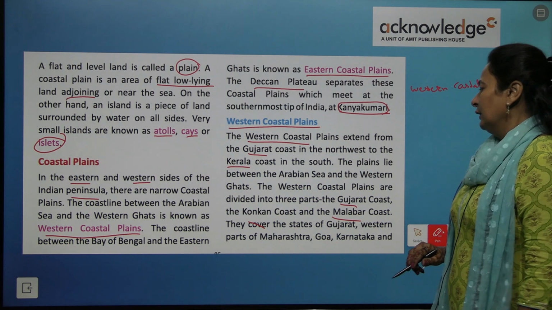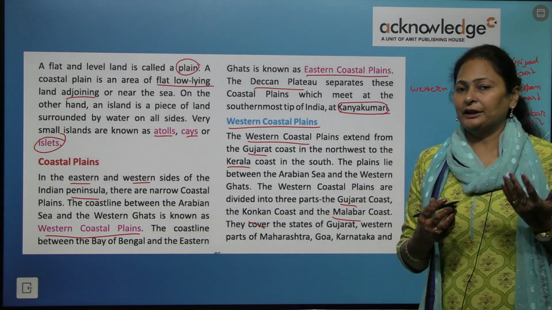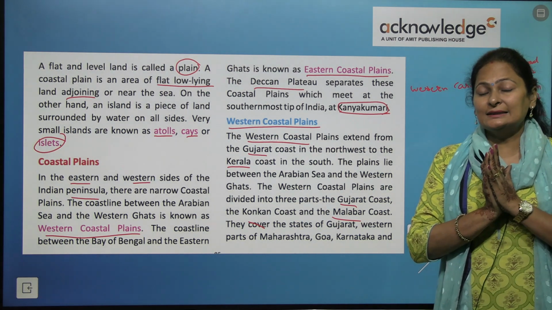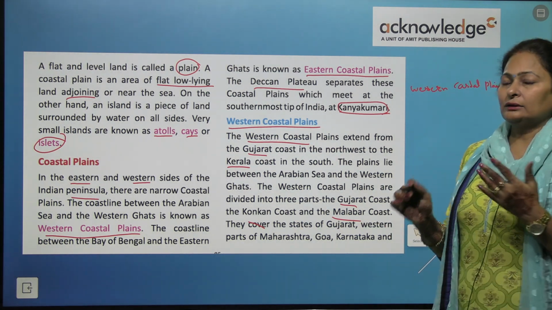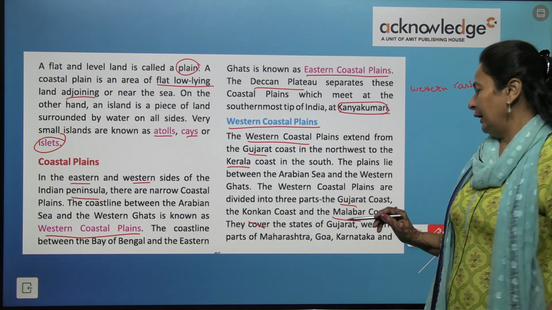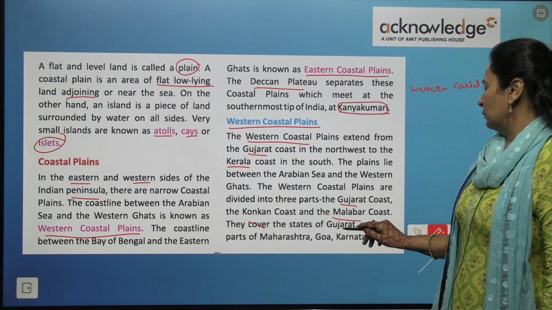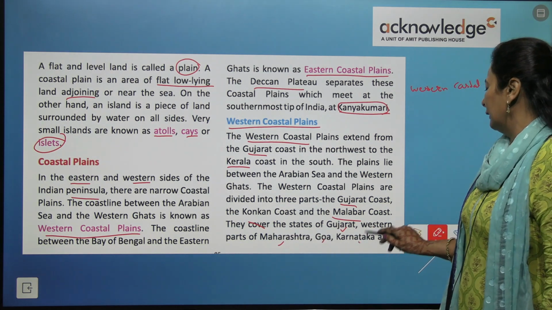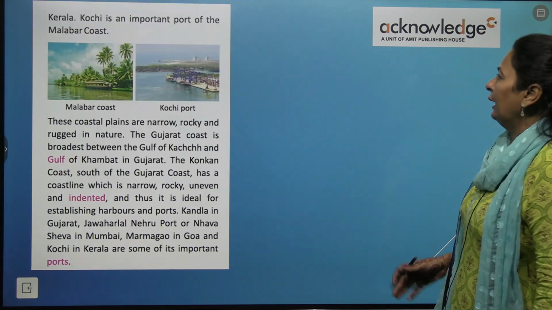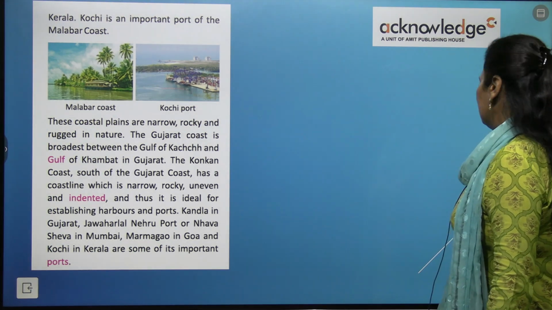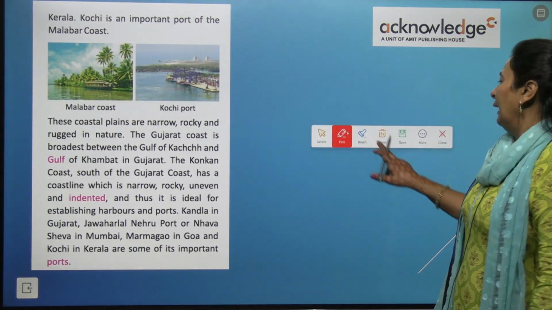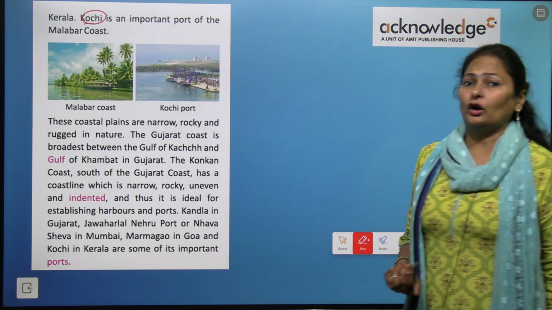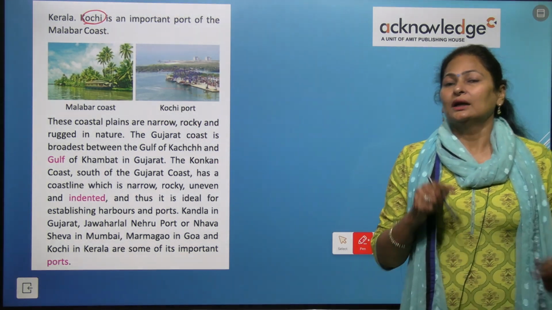Right, kids? Now, the states. I told you the coastline of India covers 9 states, right? And out of 9, 5 are in the Western Coastal Plains. So states like Gujarat, Maharashtra, Goa, Karnataka and Kerala are part of this Western Coastal Plain. And Kochi is an important port of the Malabar coast.